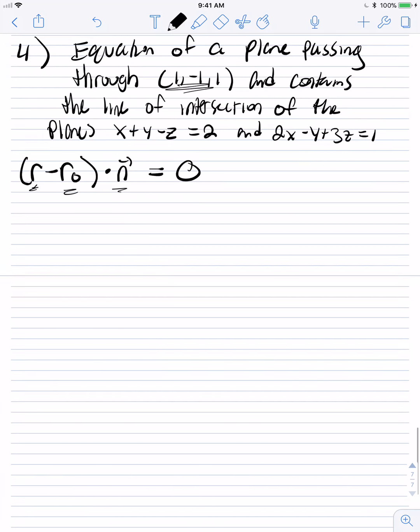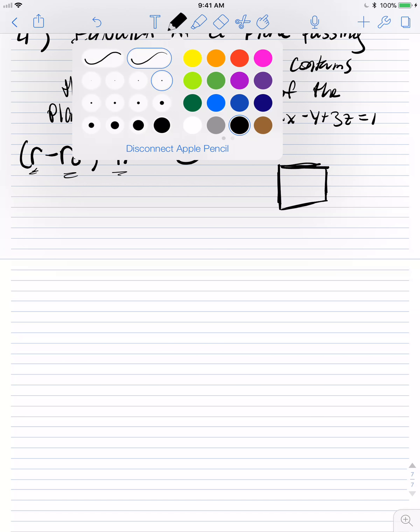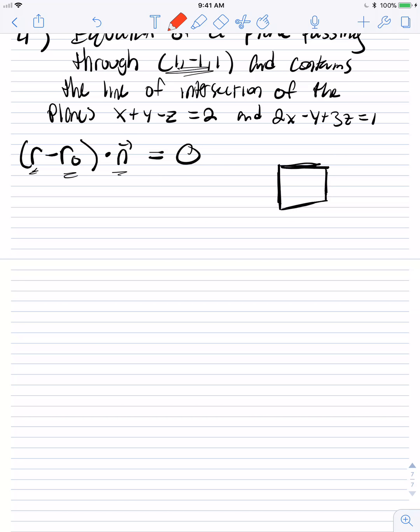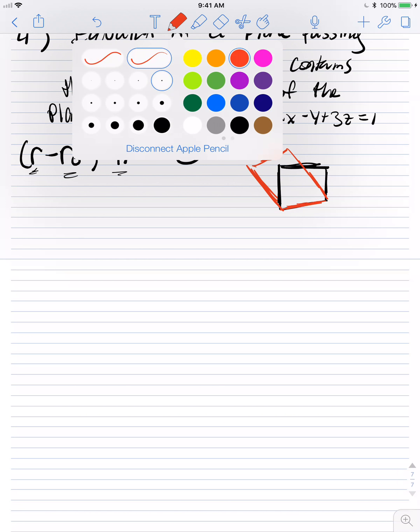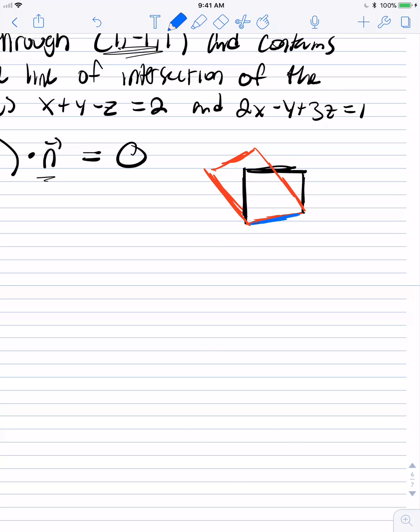So I'm going to try drawing this out. So we have a plane, kind of like this. Maybe I could draw that a little bit better. And then we have another plane. I'll draw that in red. They have the same line of intersection. They are just angled differently. And we're trying to find, I'll do this one in blue, this blue plane right here with the same line of intersection.